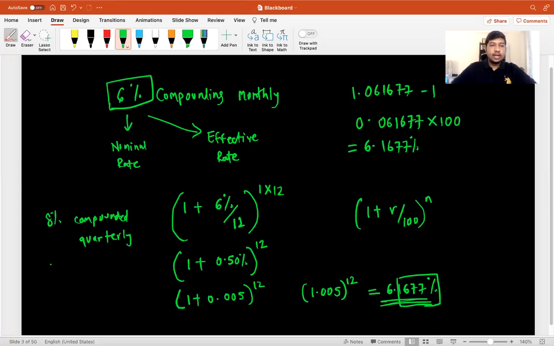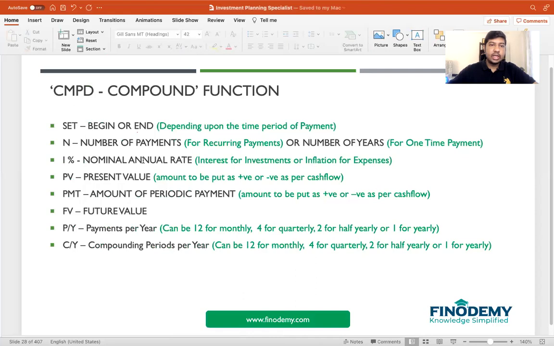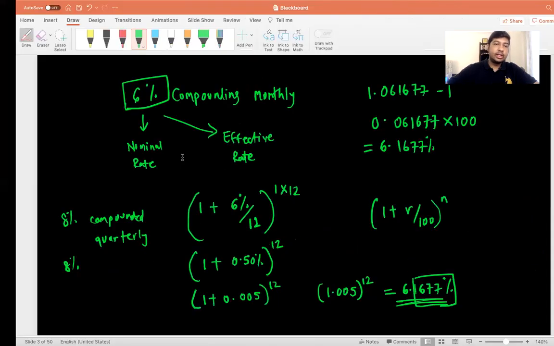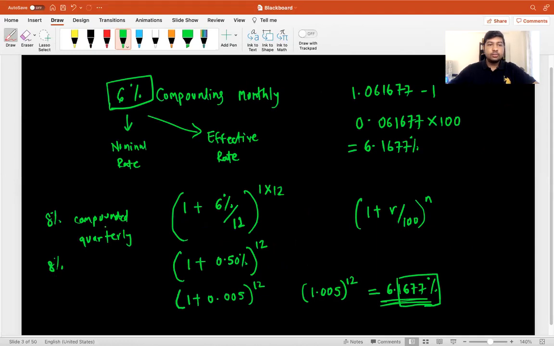So here the answer is you will put 8% only. I just explained the difference between nominal and the effective rate. But when it comes to inputting your number in this field, which is I percentage, it will always be the nominal annual rate. So in this example, 8% compounded quarterly. So 8% is what you put.